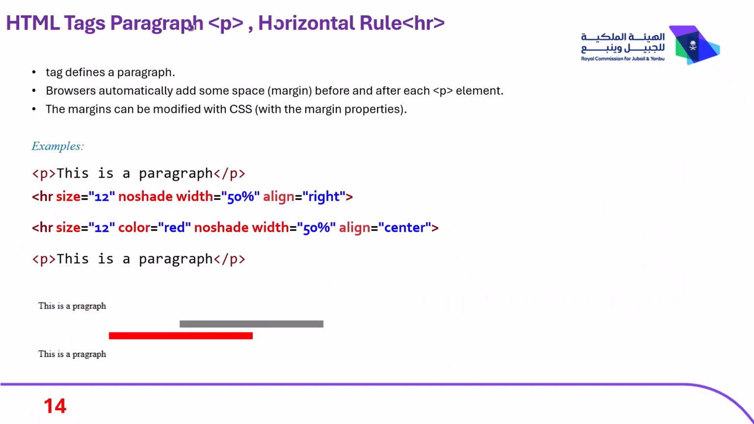We're looking at two fundamental HTML tags, the paragraph tag and the horizontal rule tag. These are essential for structuring text and creating visual breaks on your web page. The P tag. As the name suggests, this tag defines a paragraph. By default, browsers automatically add a bit of white space or a margin before and after every paragraph element to keep your text readable.